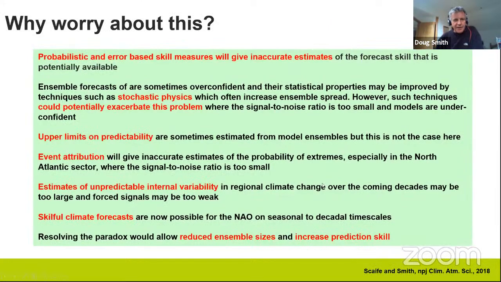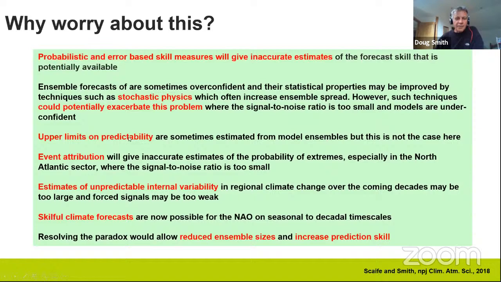So why do we care about this? Well, it has lots of impacts in terms of how we measure skill. Probabilistic skill measures that rely on the ensembles shifting will miss the potential skill that could be available. As I mentioned, in seasonal forecasts the problem has typically been the other way around, where the models have been overconfident and there's been some development of stochastic physics schemes to increase the spread. But for these predictions where the models are underconfident, this could potentially exacerbate the problem.